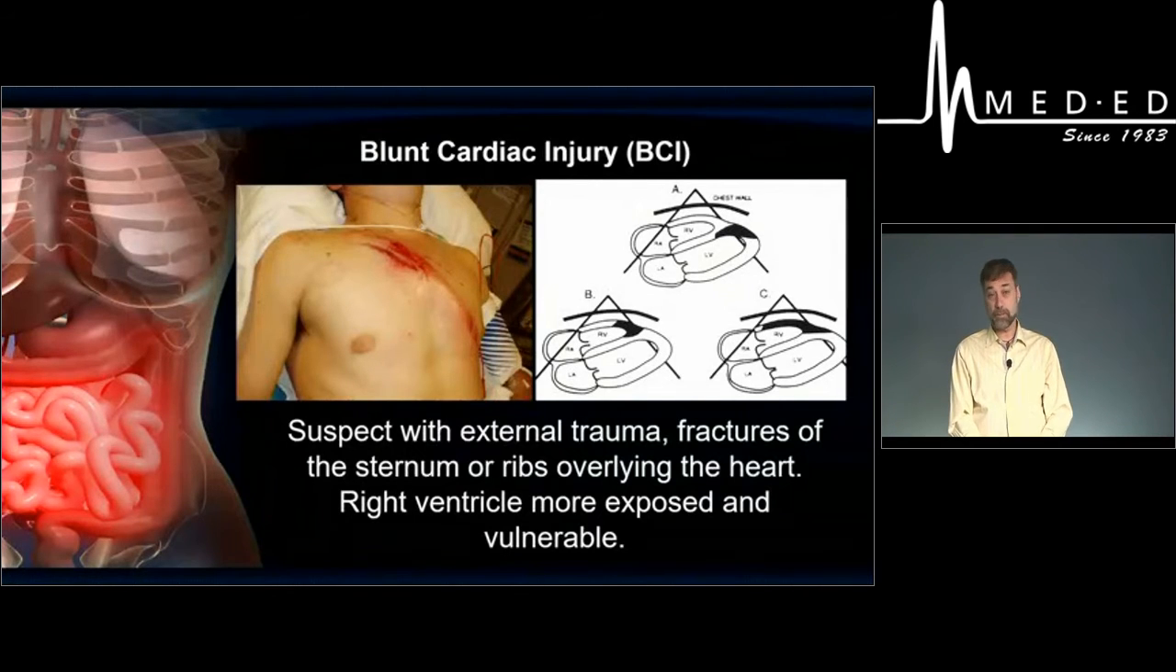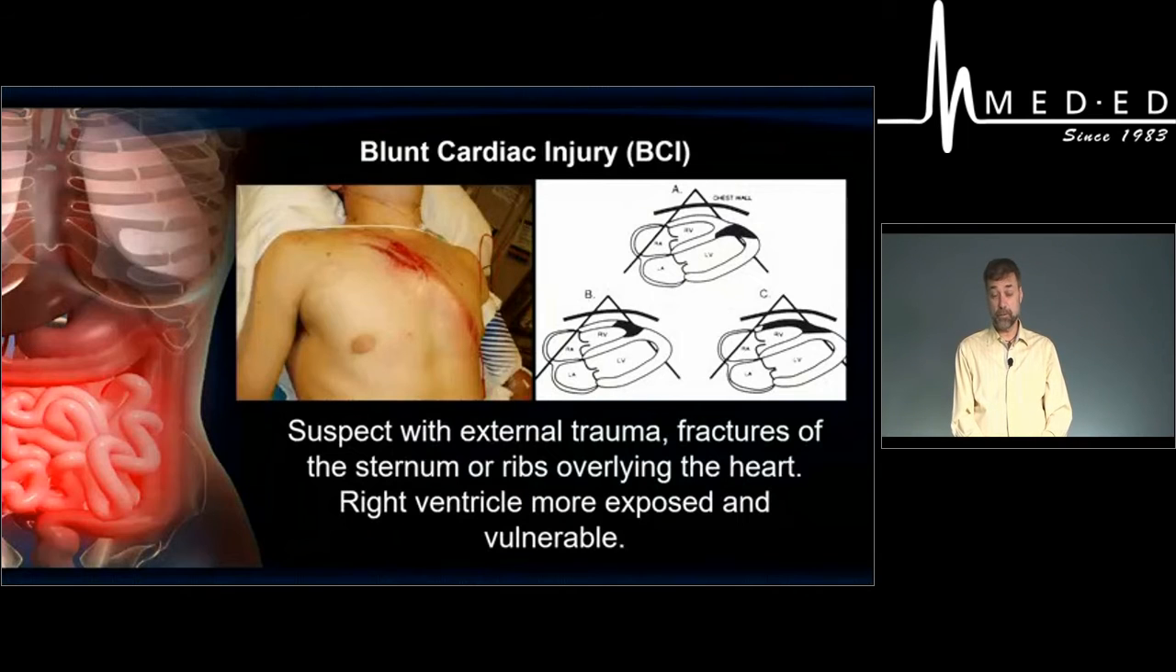Now, you should always suspect a blunt cardiac injury when your patient has external trauma to the chest, like you see in the picture on the screen with that seatbelt across the chest. You should also suspect it when the patient has significant rib fractures or sternal fractures.